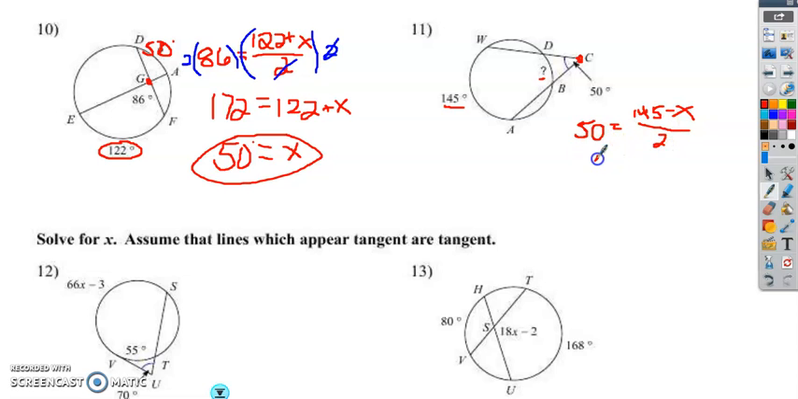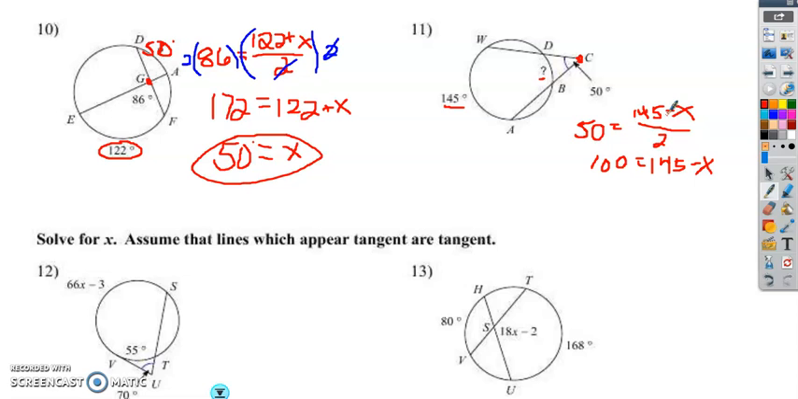Pretty easy to double that. That's 100 is equal to 145. And then remember, it's minus x, and it's minus because that vertex is on the outside. So I'm doing a subtraction. Okay, that's the difference between problem 10 and 11.